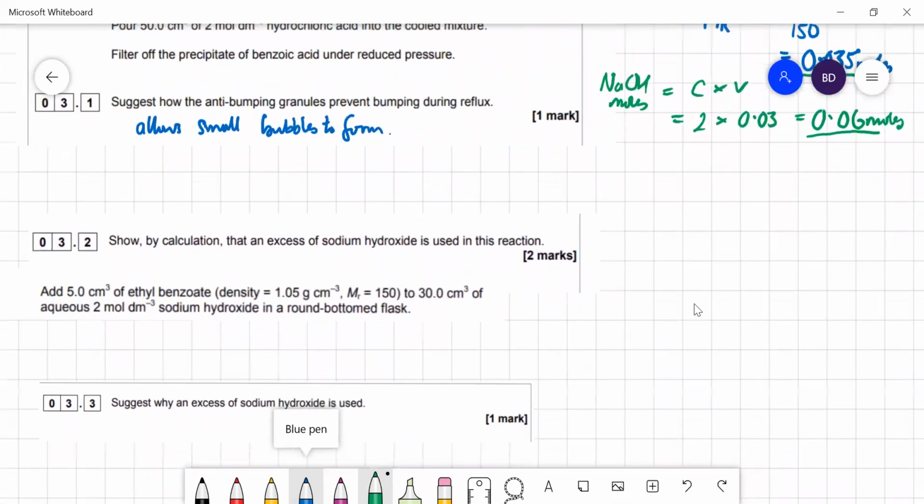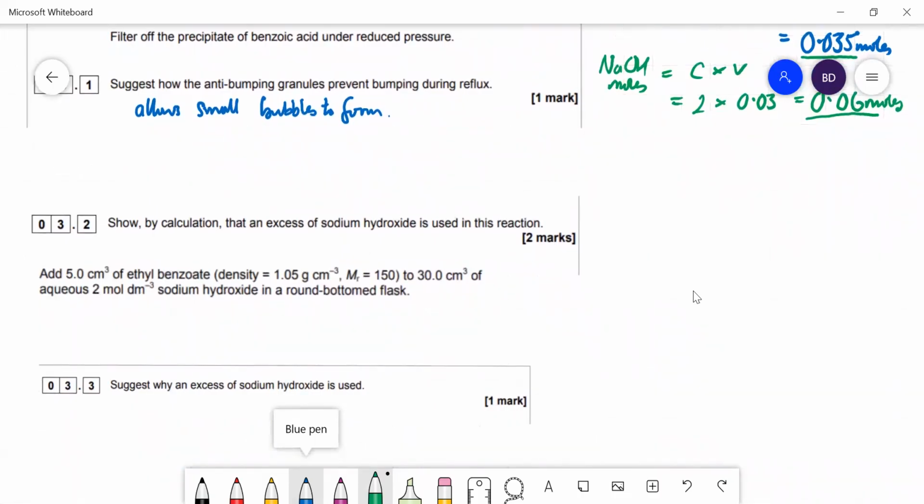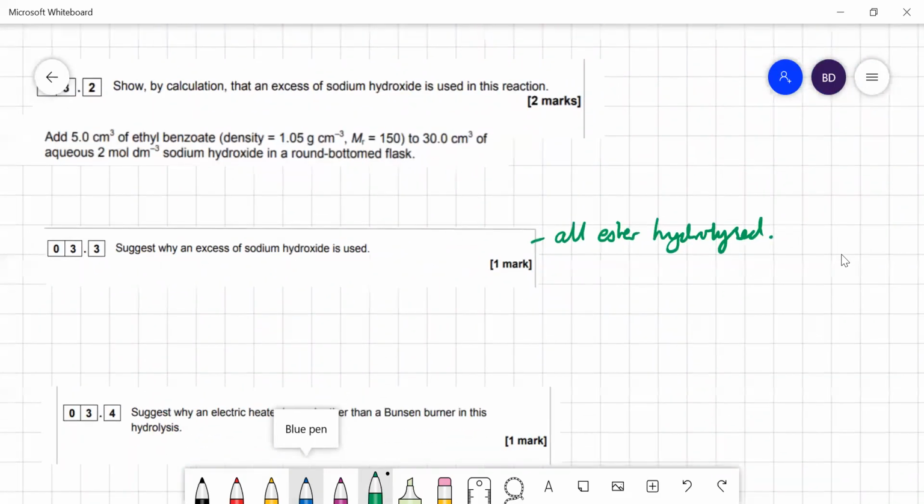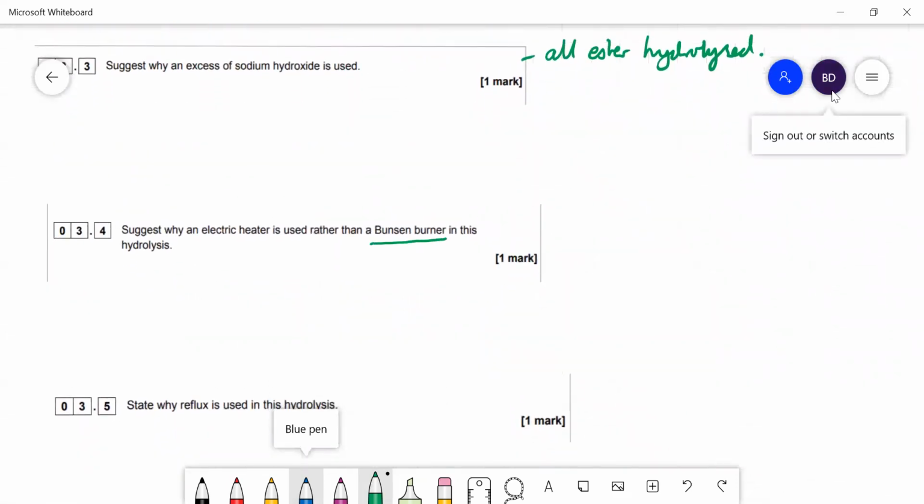Right, suggest why an excess of sodium hydroxide is used. Well, you just want to make sure that the reaction goes to completion so that all of the ester, or as much of the ester as possible, is hydrolyzed. That's all you need to say there, I think. And now, right, suggest why an electric heater is used rather than a Bunsen burner, and that is just because the ester is flammable. Okay, so it's for safety really, and having a naked flame.